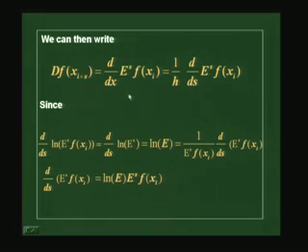Since s is (x minus x_i) by h, d by dx I can write as d by ds into ds by dx, and ds by dx is 1 over h. We just saw that. So now I can substitute all this into the formula to get a difference formula for the derivative. So let's see how we'll do that.